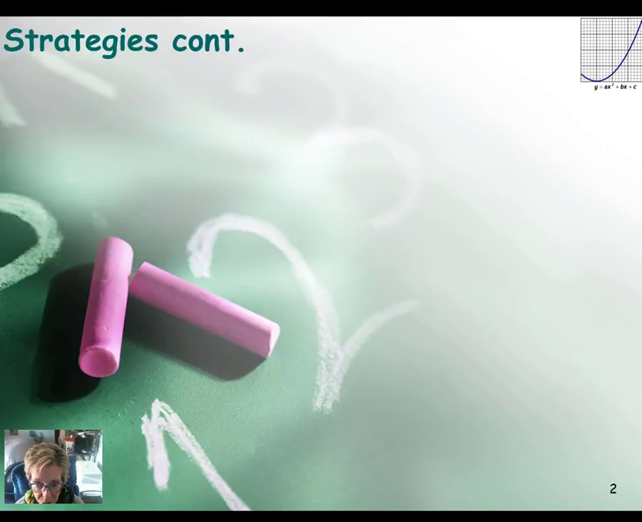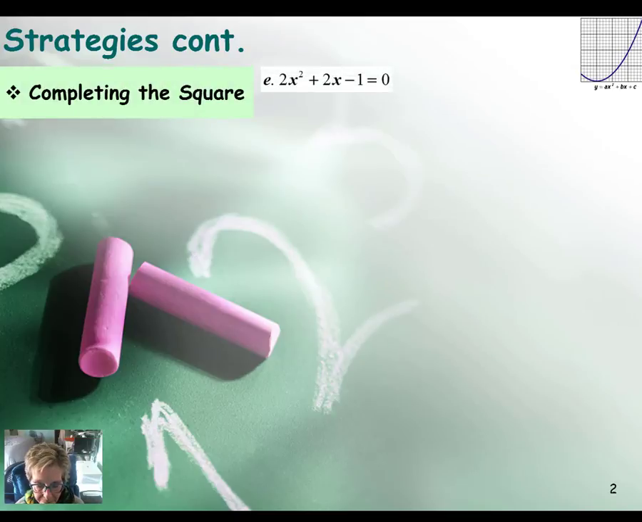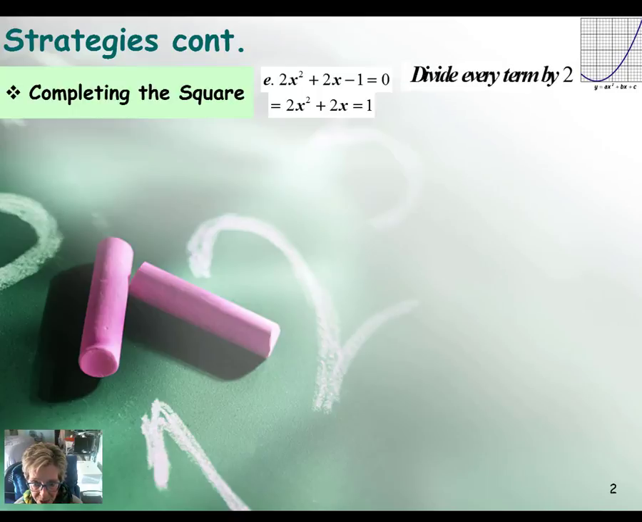I'm going to continue a little bit more with some strategies, a little more completing the square. In this example, as you can see, the leading coefficient isn't 1. We have 2x squared plus 2x minus 1. In order to use this strategy, completing the square, we need to have that leading coefficient equal to 1. So the first thing we're going to do is move the 1 from the left-hand side by adding to both sides. And now I'm going to divide each term by 2 to ensure that I have 1 as a leading coefficient.